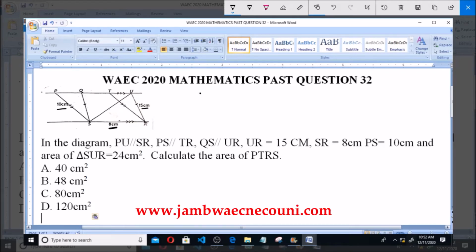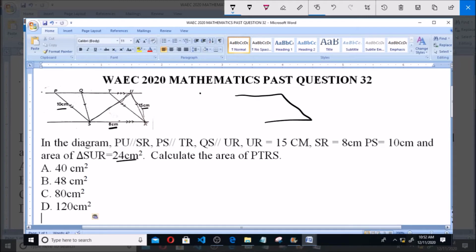this is a triangle SUR. This triangle here, triangle SUR, is 24 centimeter square. Calculate the area of PTRS. Now looking at this shape, the shape is like this, and this is a parallelogram.